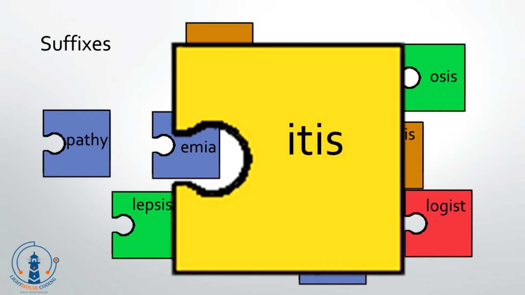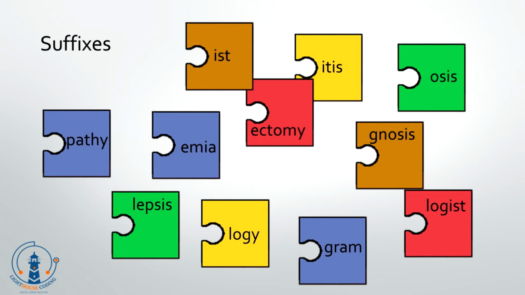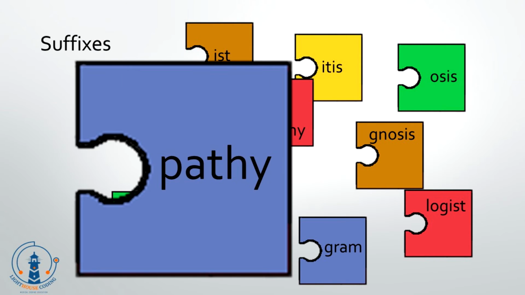The suffix itis means inflammation. When we add itis to the root word derm, we come up with the term dermatitis, which describes a condition of inflammation of the skin. And finally, the suffix pathy means disease. When we add pathy to the root word ner, we create the term neuropathy, which means disease of the nerves.